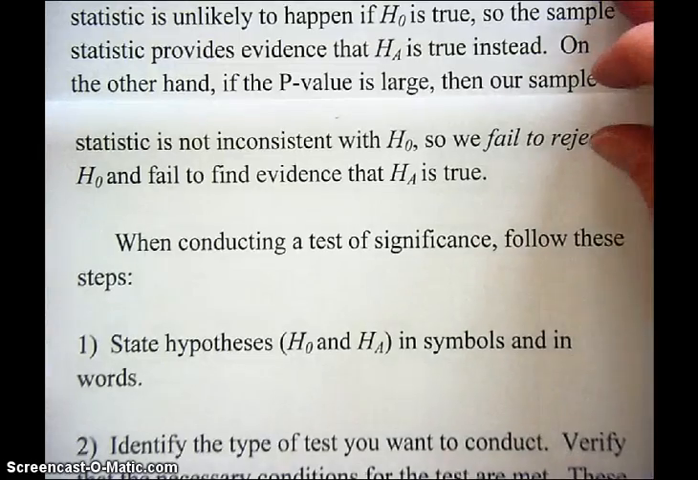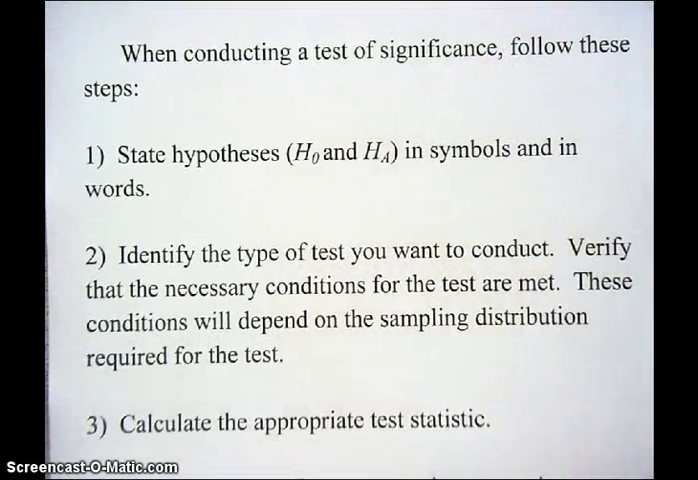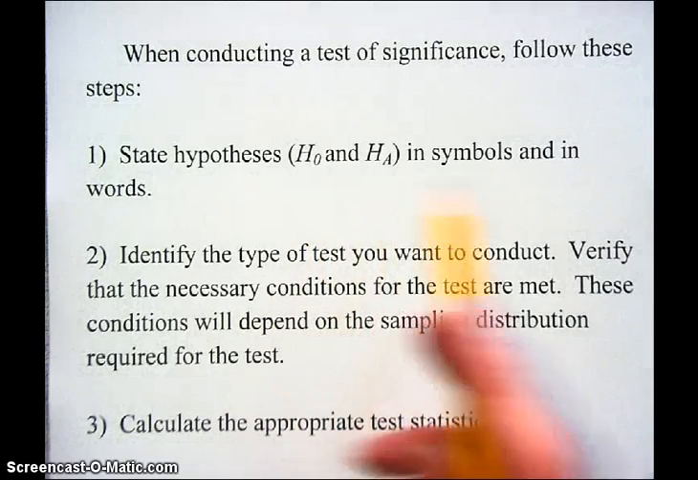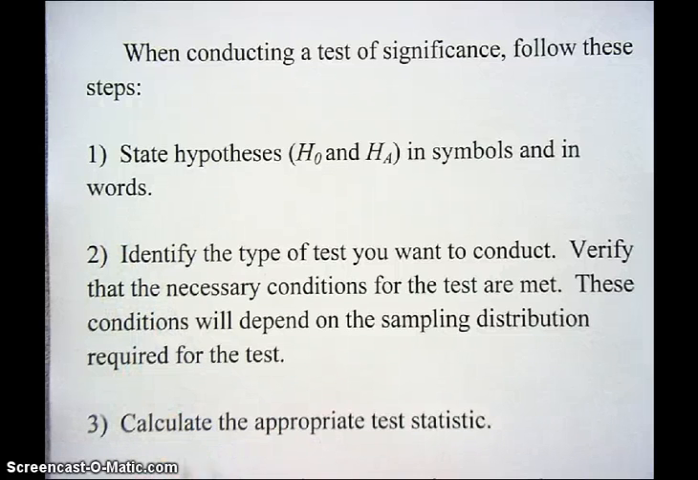Now, when you're conducting a test of significance, these are the steps you should follow. First thing is to state your hypotheses, both your null and your alternative, in symbols and in words. And then identify the type of test you want to conduct. There are several types that we're going to look at in the next few weeks, and you have to identify the one you want to use. Now, each test that you use relies on a sampling distribution, and each sampling distribution has necessary conditions that have to be met in order for you to use it. So you're going to have to verify that those conditions are met.